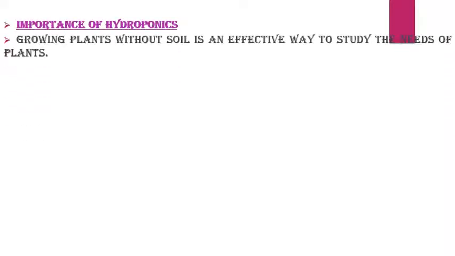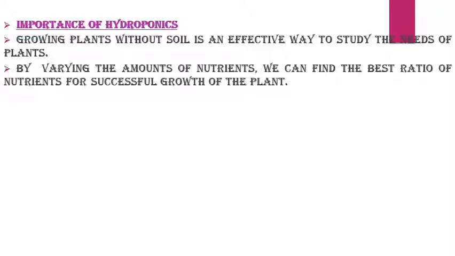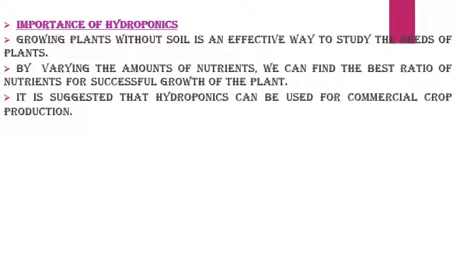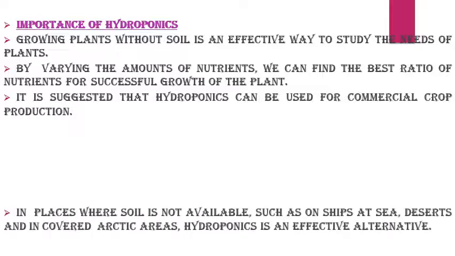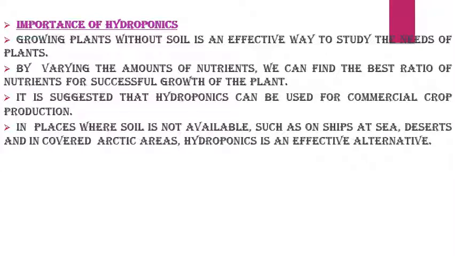Importance of hydroponics. Growing plants without soil is an effective way to study the needs of plants. By varying the amount of nutrients, we can find the best ratio of nutrients for successful growth of the plant. It is suggested that hydroponics can be used for commercial crop production in places where soil is not available, such as in ships at sea, deserts, and in covered Arctic areas.